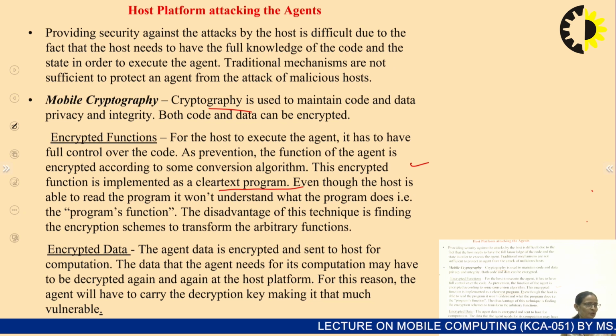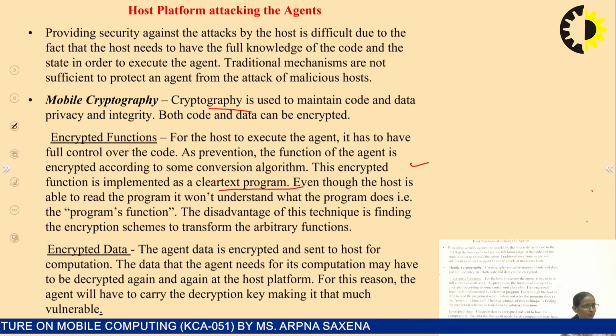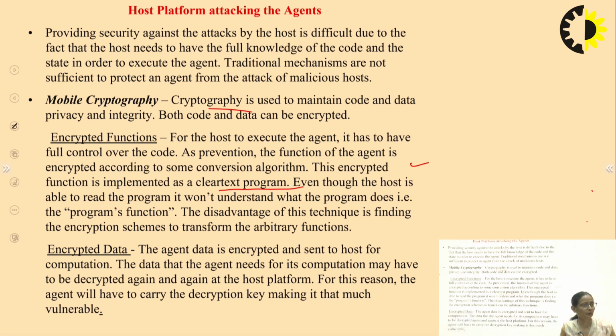For the host to execute the agent, it has to have full control of the code. As prevention, the function of the agent is encrypted according to some conversion algorithm. This encrypted function is implemented as a clear text program. Even though the host is able to read the program, it won't understand what the program does, and that is how the mobile agents get protected. But the disadvantage of this technique is finding the encryption schemes to transform arbitrary functions.